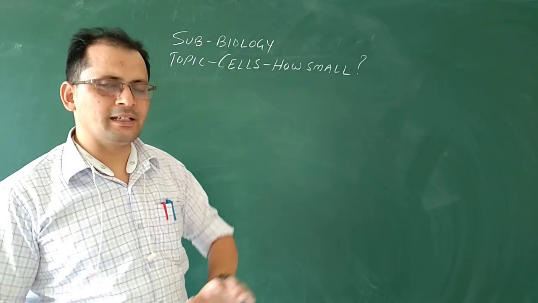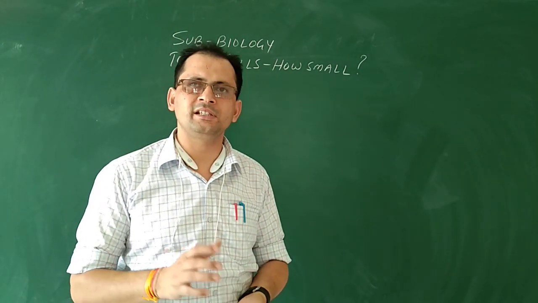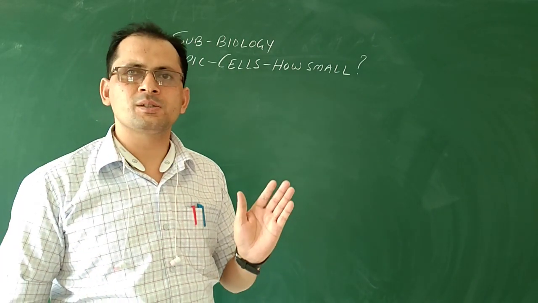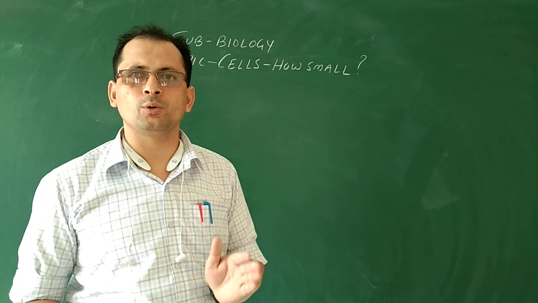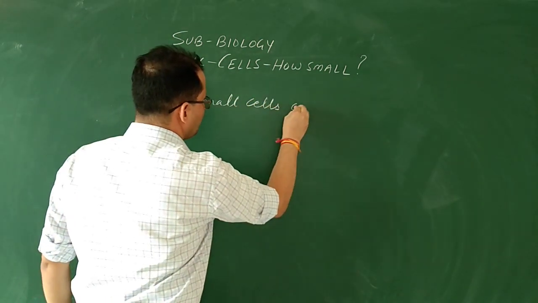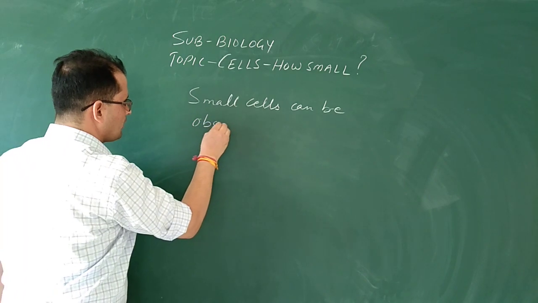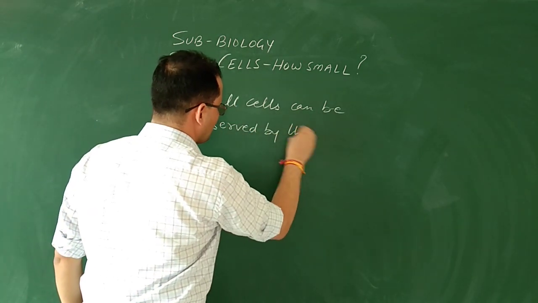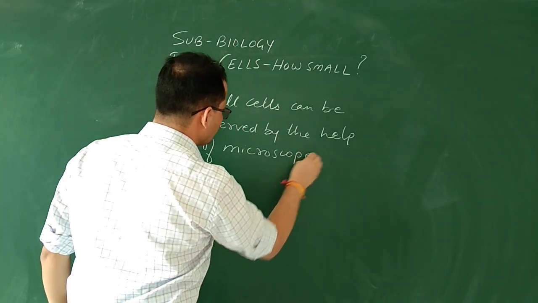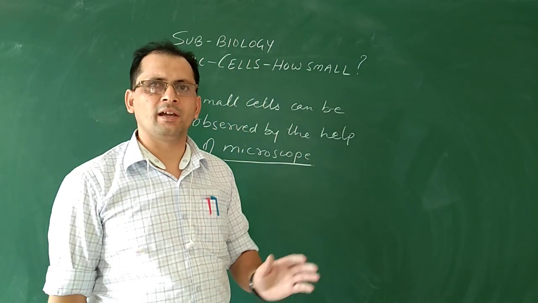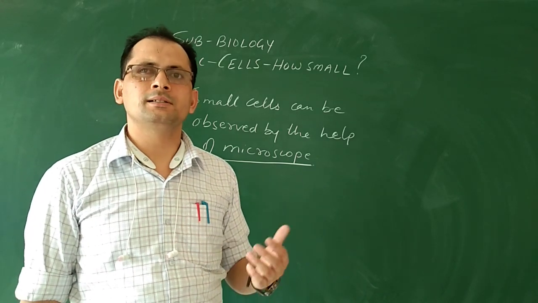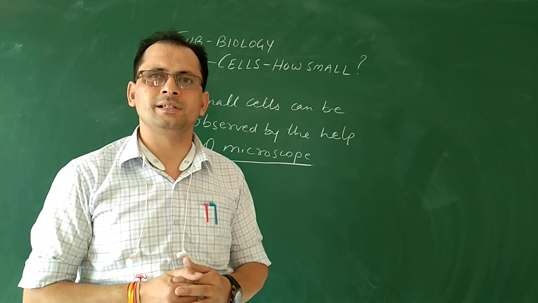Now cells, I already told you, are microscopic. They can be seen only with the help of a microscope. Micro means very small, minute, and scope means to view or to see. So small cells can be observed with the help of a microscope. So what is this microscope? It is a magnifying instrument. It magnifies the image, or the size of the cells, and that's why we are able to see the cells.